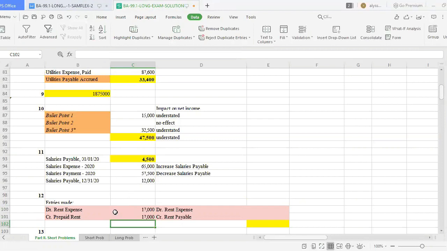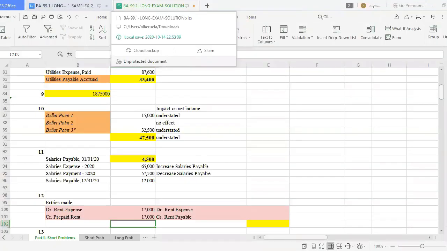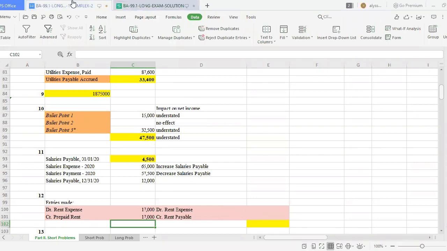So to recognize the rent expense, debit rent expense, and then you recognize the prepaid rent by crediting it 17,000. And then looking at the rent payable from 0 to 2,600, you were able to accrue a rent payable. So that's additional rent expense of 2,600.